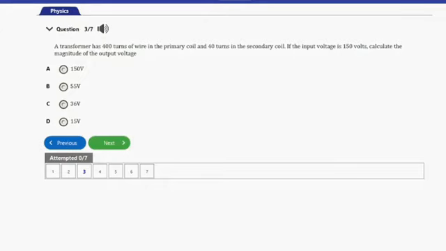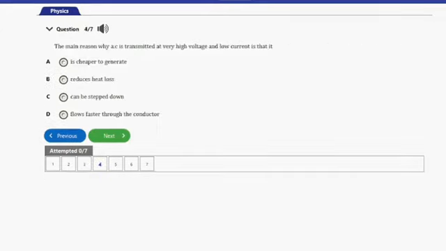So let's go ahead and consider the next question. That's question number 4 here. It says the main reason why AC is transmitted at very high voltage and low current is that it A, is cheaper to generate, B, reduces heat loss, C, can be stepped down, D, flows faster through the conductor. The answer to this question is option B, and that's reduces heat loss.